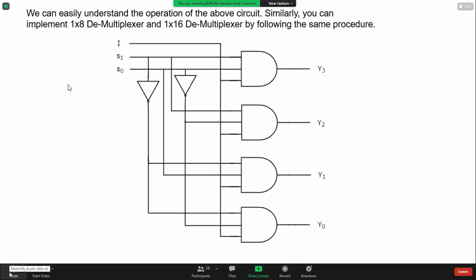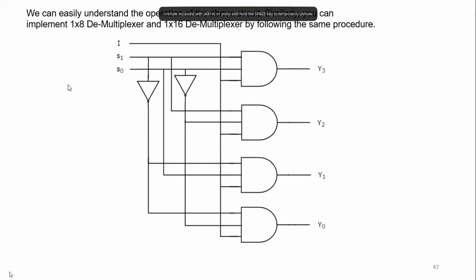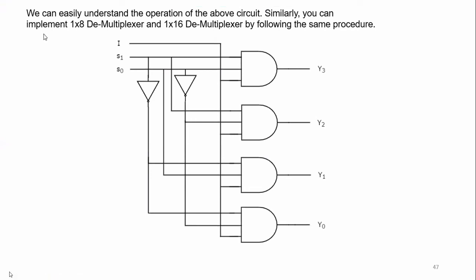Yes, ma'am. Done. Yes, everyone, it's done. So, very good. Now read what is written, so that we can easily implement similarly a 1 into 8 demultiplexer and a 1 into 4 demultiplexer.